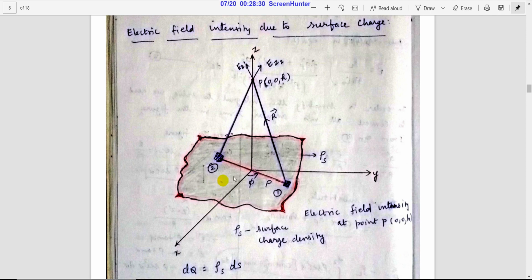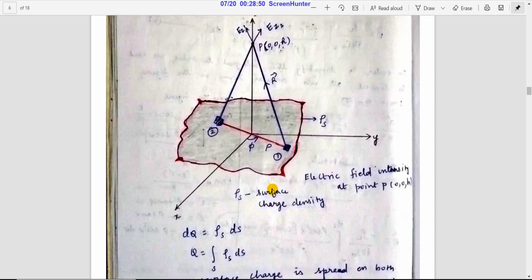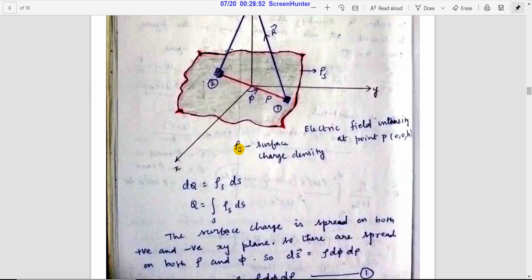So what do you mean by symmetry? If you measure any distance from the origin on the surface charge, you will get the same value wherever you measure on the surface charge. So this surface charge distribution is called rho s. Then the integration of rho s into ds gives the surface charge.